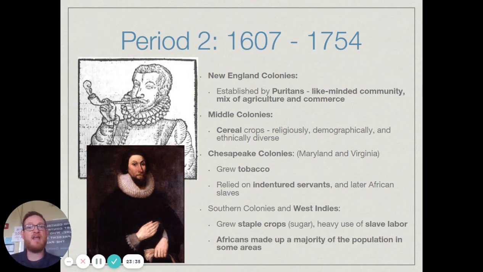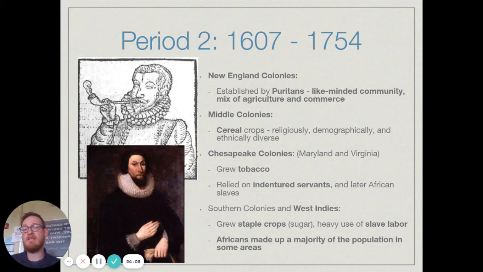And because of that, they had a very like-minded community. Now, within their community, they did a mix of agriculture and commerce. It quickly became apparent to them, though, that they were not going to be making large-scale money off of agriculture because of rocky soil in New England and because it is cold there and you don't have a very long growing season. So their major focus would be on commerce, which is trading with other areas. They would also do shipbuilding and fishing as ways to make money.